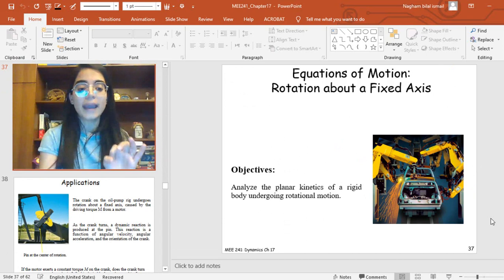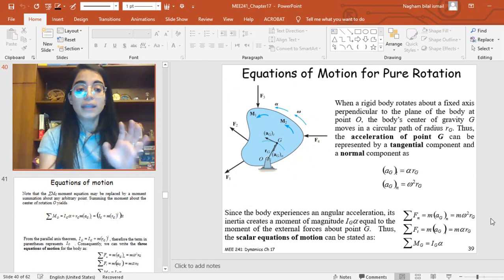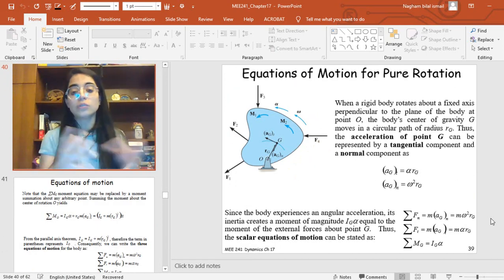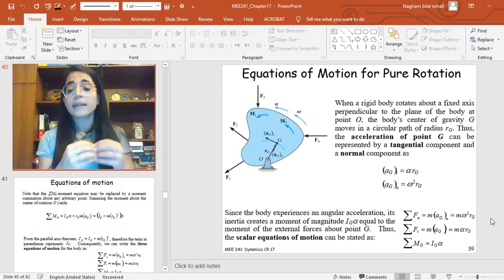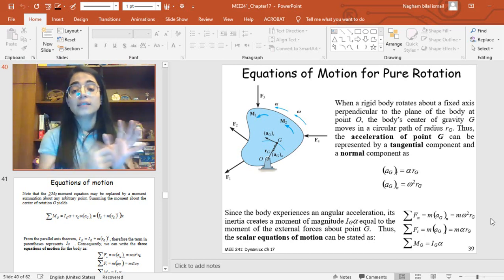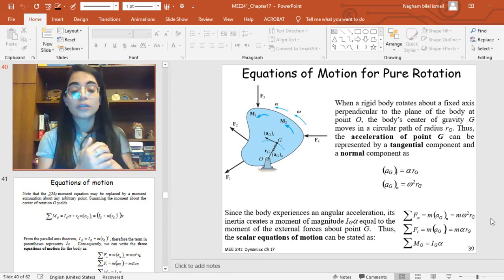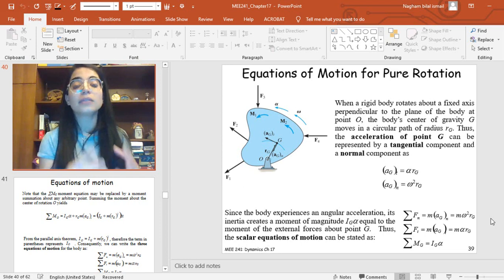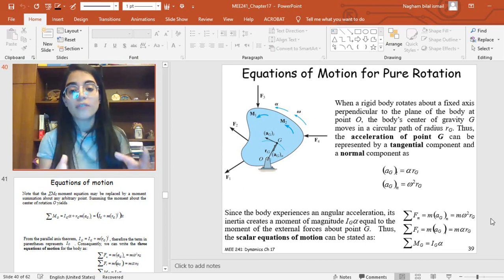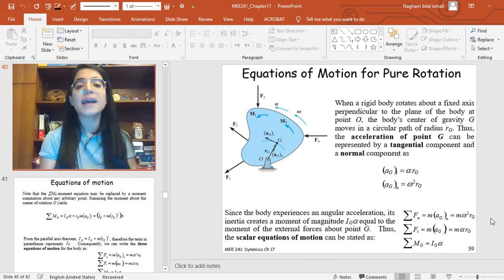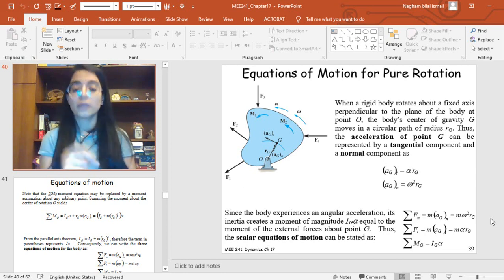So what if I have a rotational motion? In fact, if I have a rotational motion, and I know that this is the center of mass G, I know that the sum of moments around this center of mass in rotation should be equal to I times alpha. What is I? I is the mass moment of inertia around this point.